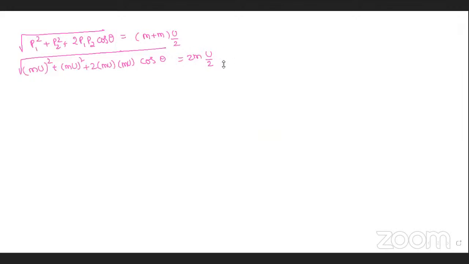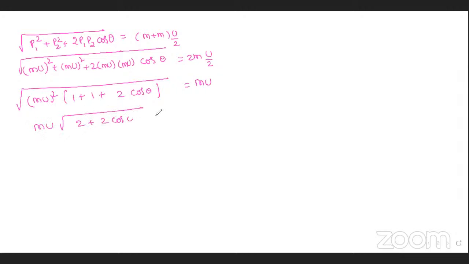The 2 cancels, so you will get mu. So mu whole square, mu whole square, mu whole square. If you take it common in all, you will get (mu) whole square into (1 plus 1 plus 2 cos theta). Taking the square out, mu under root of (2 plus 2 cos theta) is equal to mu. Simple, mu cancels. Then root of 2 plus 2 cos theta is equal to 1.